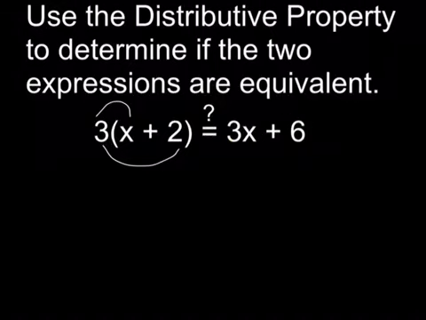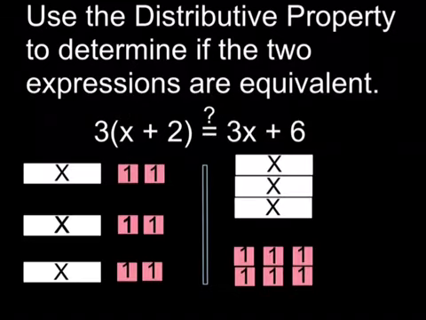So let me turn to the next page here. So here we can see that we have our 3 groups of x plus 2. This is x plus 2, x plus 2, x plus 2, and we're seeing, does that equal 3x's plus 6? And hopefully you can see that yes, it does. I mean, over here we have our 3x's just like here, and over here we have our 1, 2, 3, 4, 5, 6 just like we do down here.